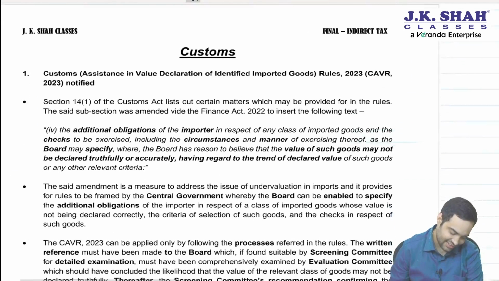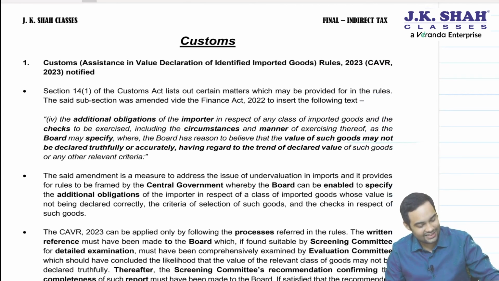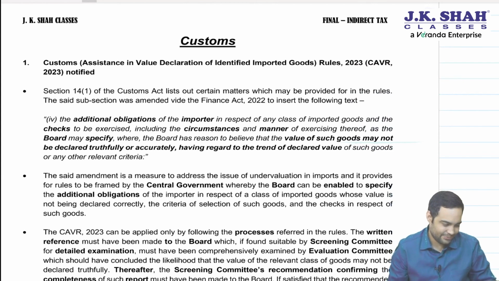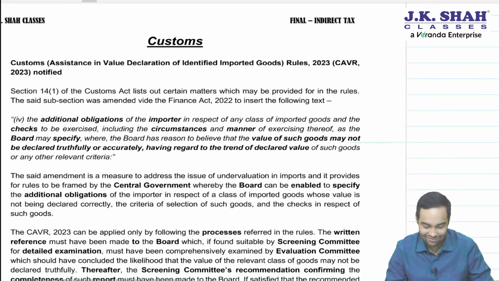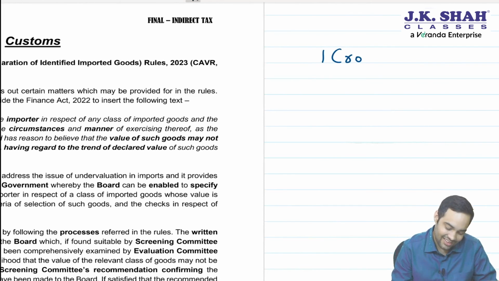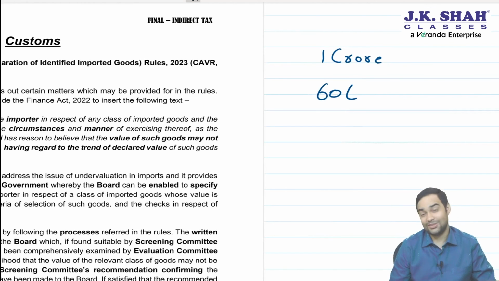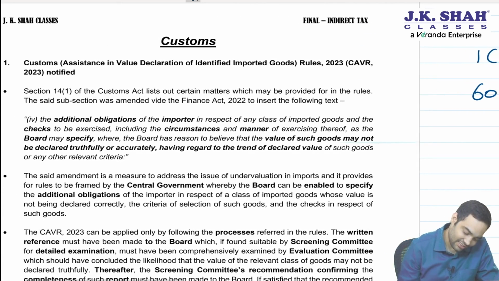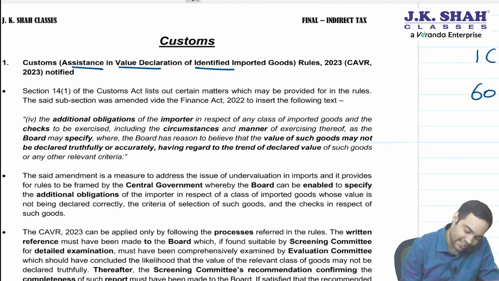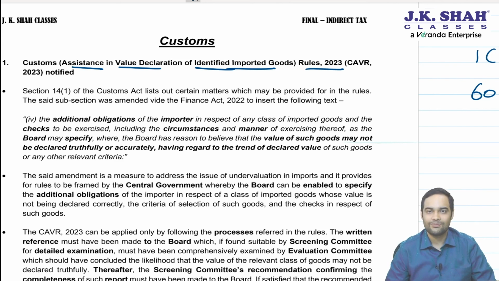Last discussion will be 2 changes in customs, very small changes. Now, do you think that undervaluation of goods happens in customs? Like say suppose the goods is worth 1 crore, there is an undervaluation and people are importing for 60 lakhs. Possible, sir. Now for this, what government has done is, government has come up with the Customs Assistance in Value Declaration of Identified Imported Goods Rules 2023. What are these rules, sir?